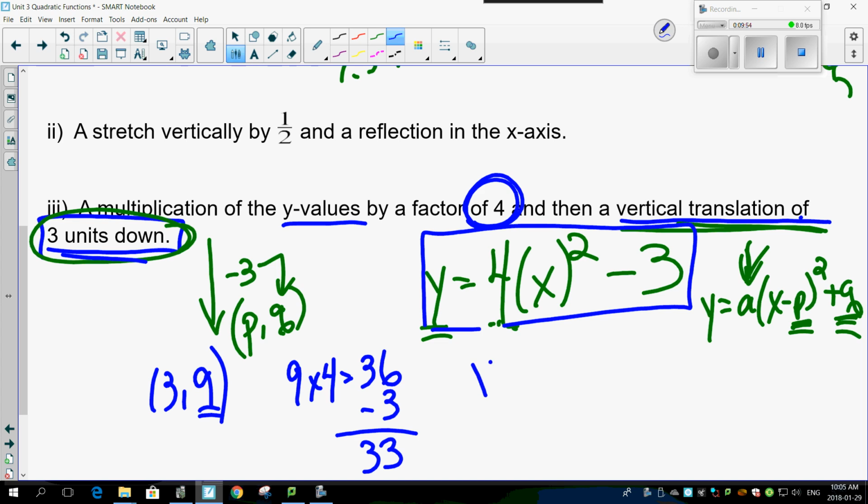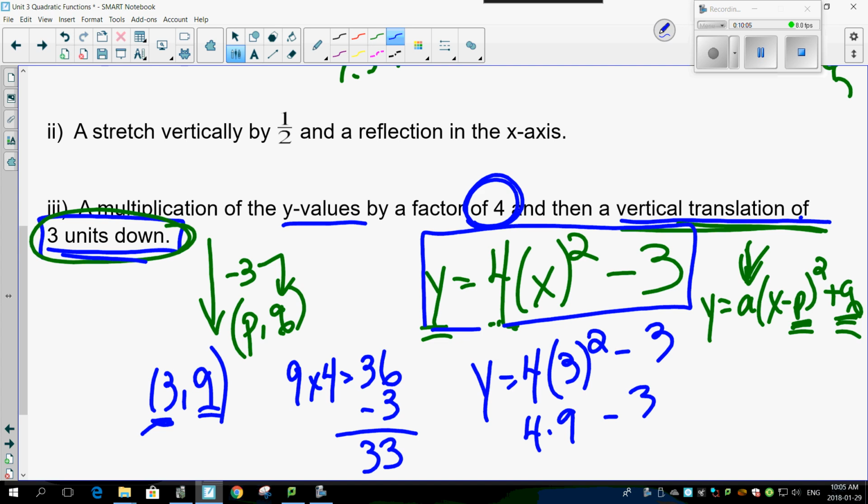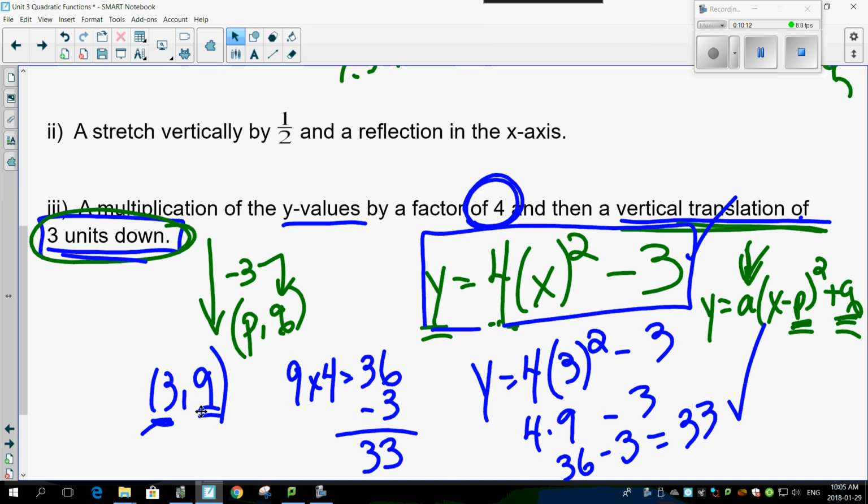Here we go. This is y equals 4x squared minus 3. X was originally 3, okay? 3 squared is 9. Times 4 is 36. Minus 3, look at that, 33. And this formula, in fact, does work. All right, so this is a really nice way of looking at your y equals a(x minus p) squared plus q formula and really knowing all the nitty-gritty stuff that goes along with it.